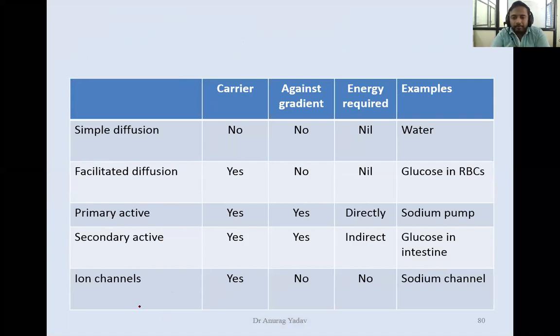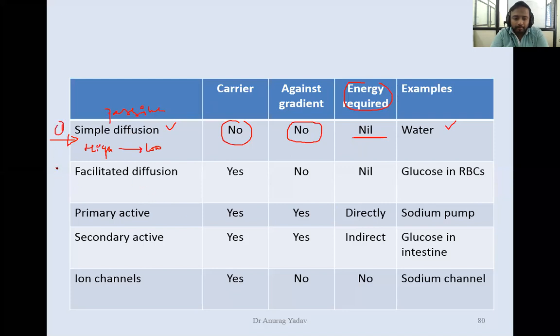Okay, to summarize, the simple diffusion, do we require a carrier? No. They don't require any carrier protein. Is it against the concentration gradient? No. Simple diffusion always occurs from higher concentration to low concentration. Energy, is it required? Not at all, because simple diffusion comes under passive transport, so there is no requirement of the energy currency. Example, aquaporins or simple water diffusion.